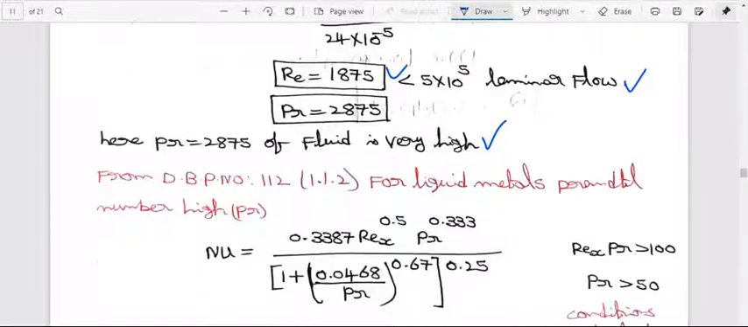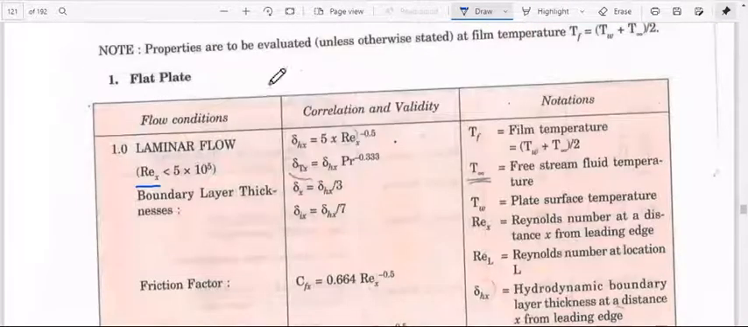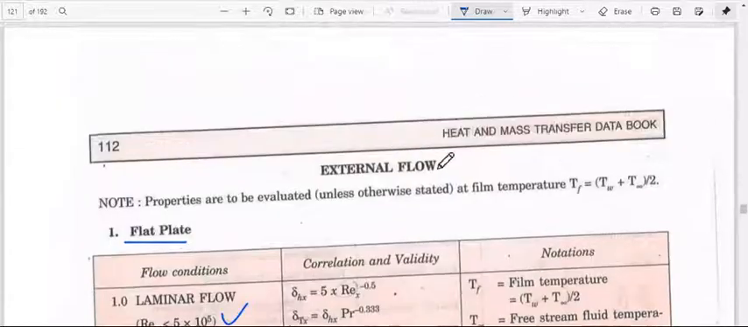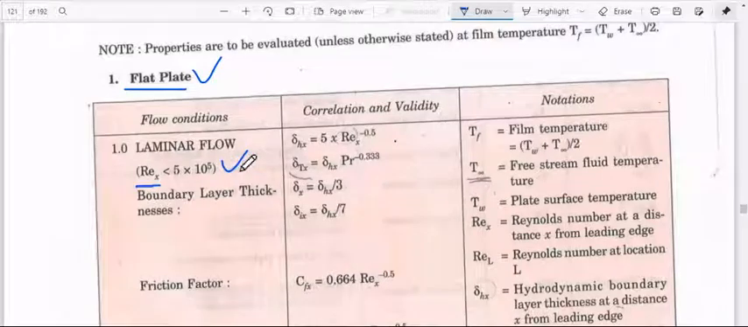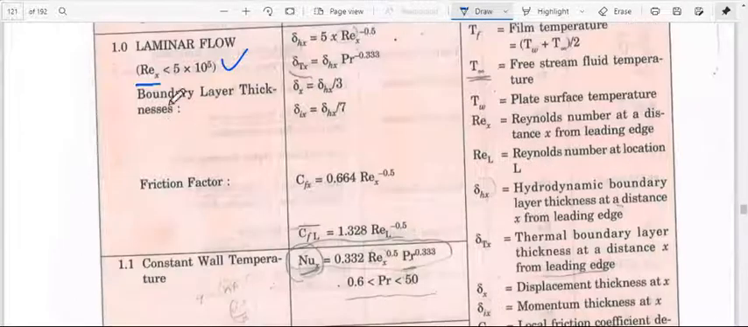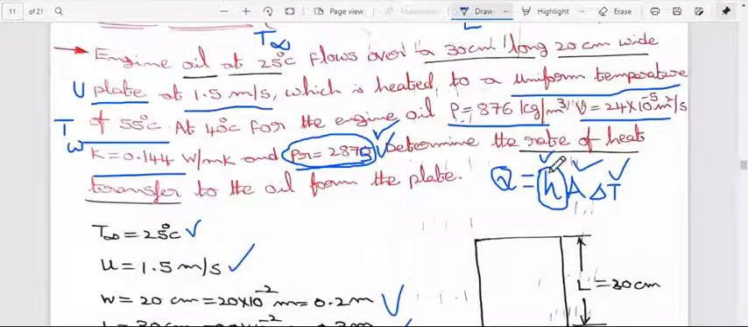So from the data book page number, we need to consider this laminar flow, flat plate, external flow. Its Reynolds number is less than 5 into 10 power 5. That's why I'm considering laminar flow. Now, determine the rate of heat transfer.